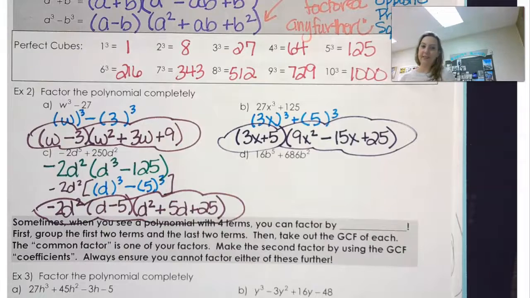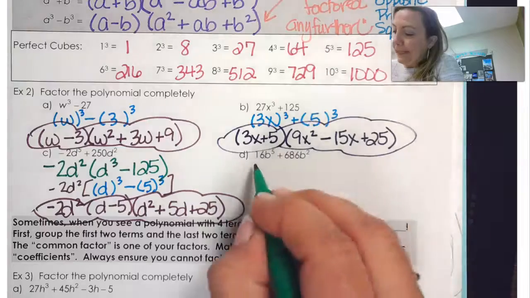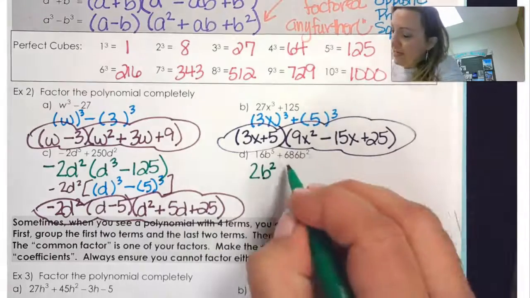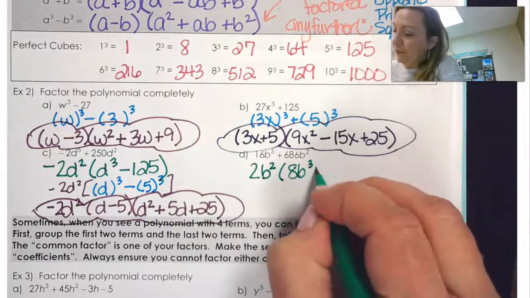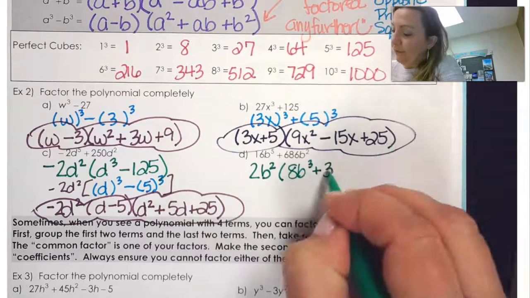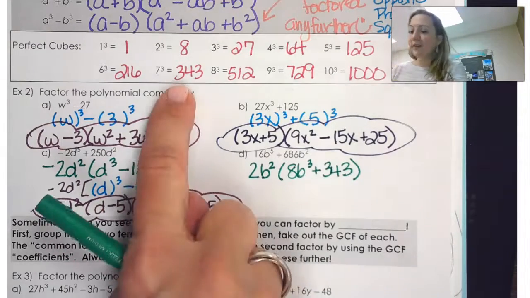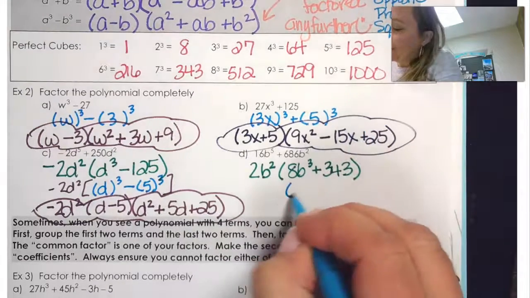Let's do one more, letter D. 16b to the 5th plus 686b squared. Well, again, I can take out 2b squared. And that would leave me with 8b cubed plus 343. Now I know 8's a perfect cube. Oh, and look, 343 is a perfect cube too. So let's rewrite this using the cube roots.